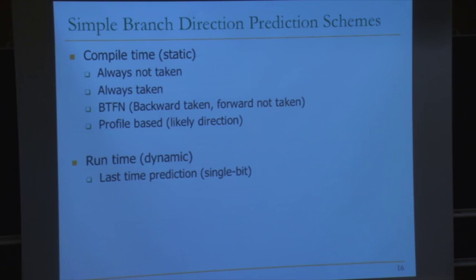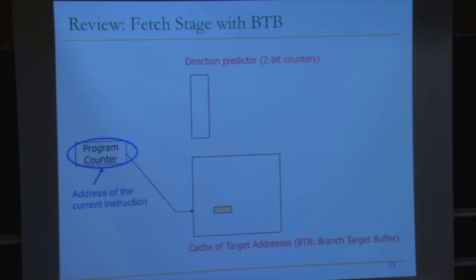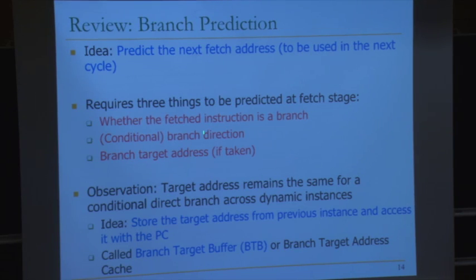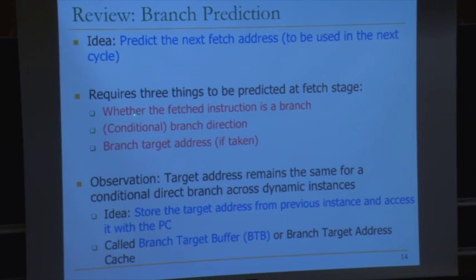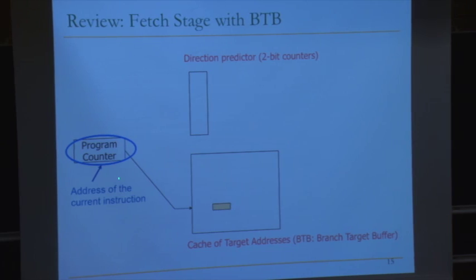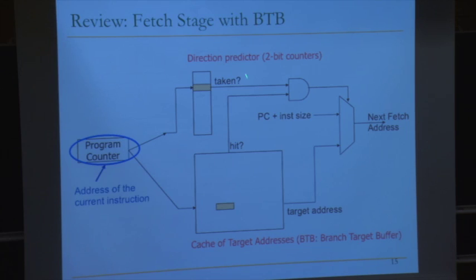OK? So how do you do this direction prediction? Now we know how to do this target address prediction. And implicitly, we've solved two problems actually with this cache of target addresses. We've solved the branch target address prediction problem for conditional branches. And we've solved whether the fetch instruction is a branch problem. Because if the program counter hits in the structure, that instruction must be a branch, right? Because you've inserted target address for that in that branch target buffer. OK. So what is the third problem? The third problem is how do you predict the direction? And that's the hardest problem, actually.